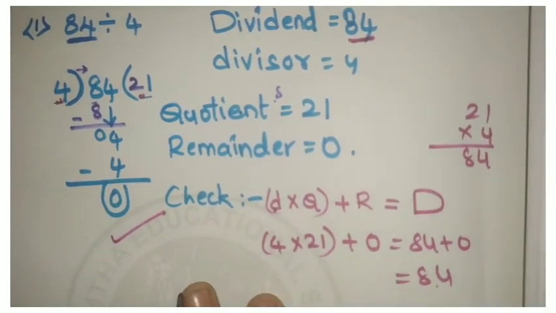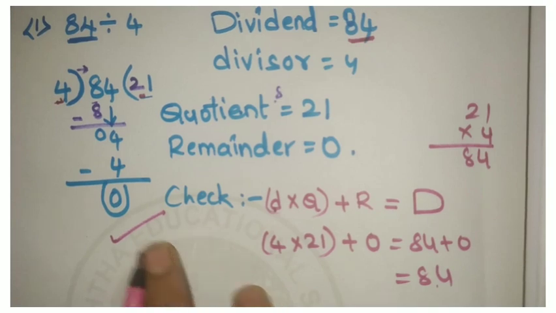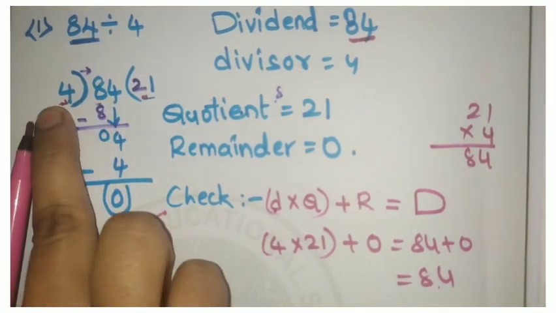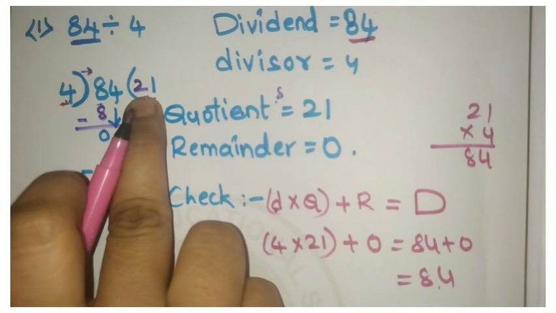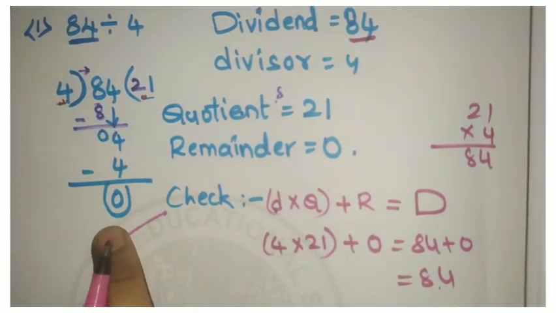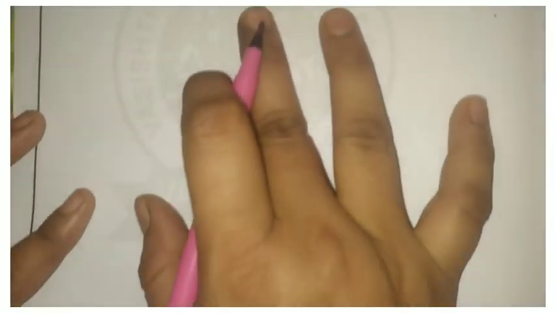Okay, like this you have to write. This is dividend, this is divisor, this is quotient, and this is remainder. Here we got remainder 0. Now I will explain one more problem for you.